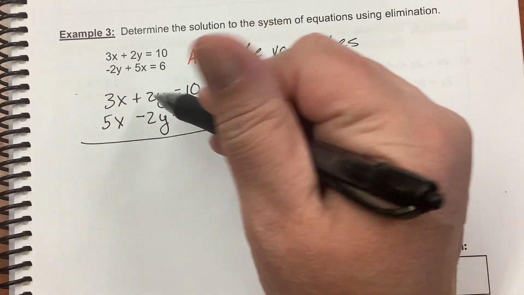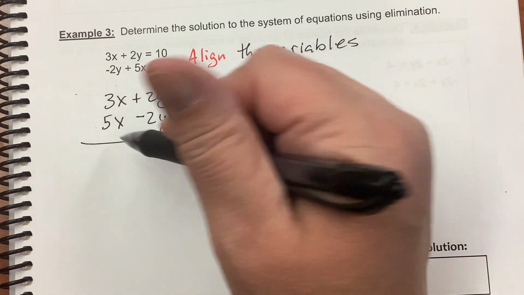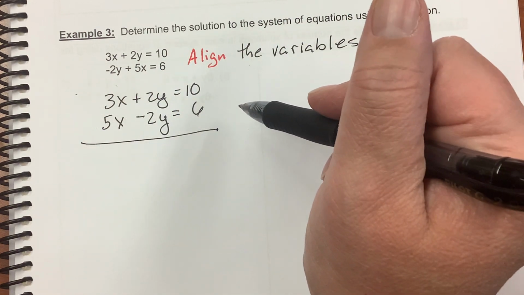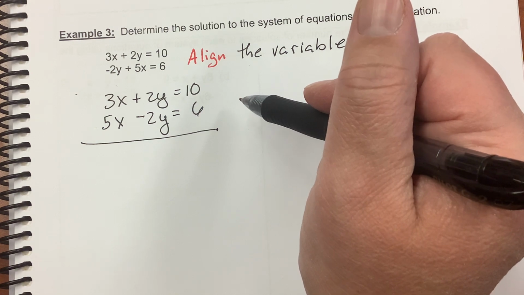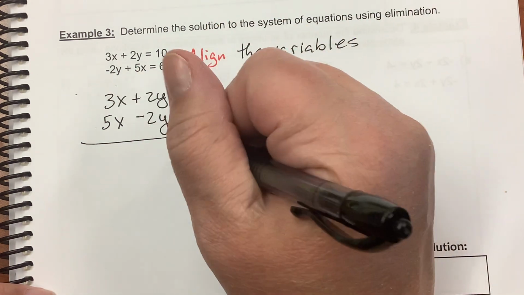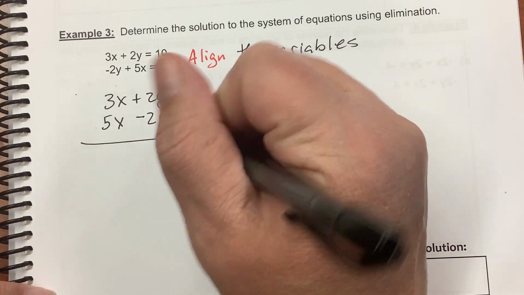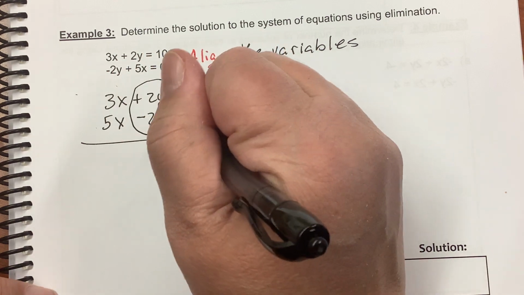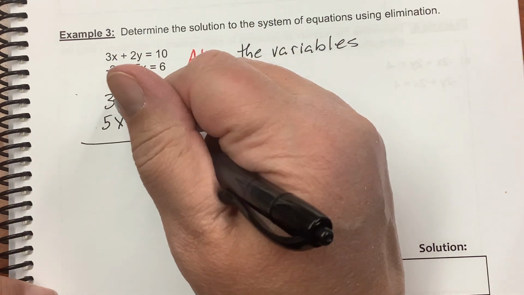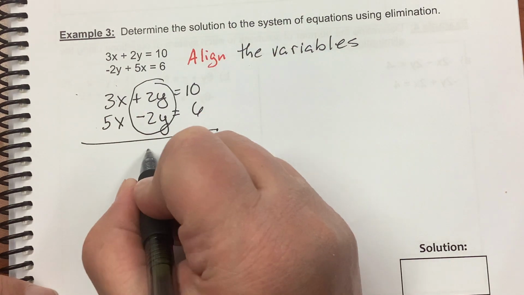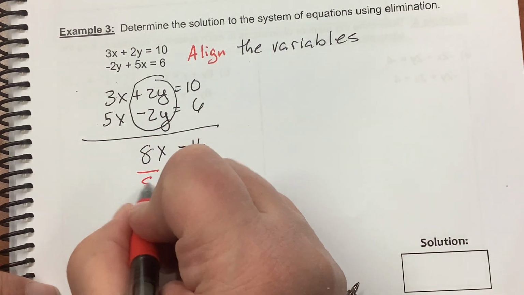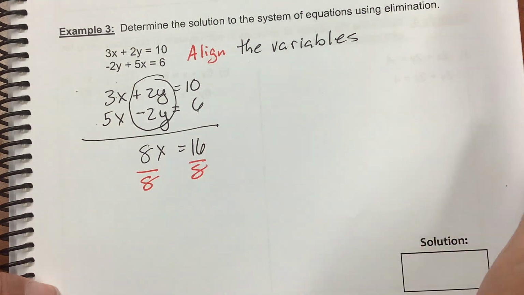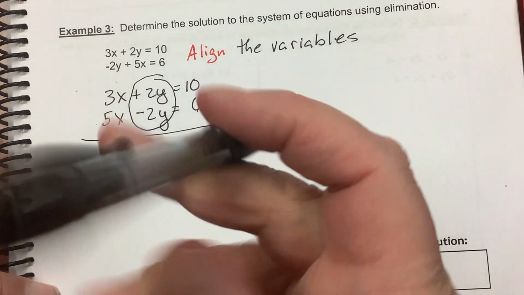Now that I have things aligned correctly, I can add the like terms. If you align the like terms, you can add the like terms. It's easier that way. 10 plus 6 is 16. And negative 2 and positive 2 is 0. And 3x plus 5x is 8x. Divide both sides by 8. And I get x equals 2.